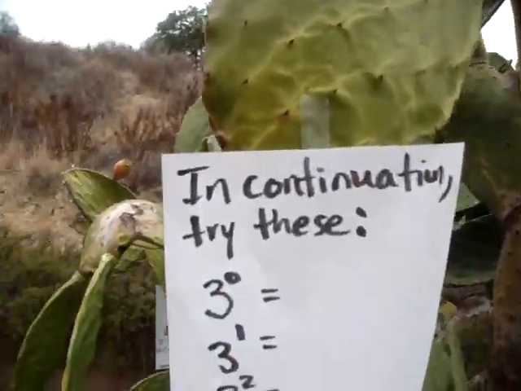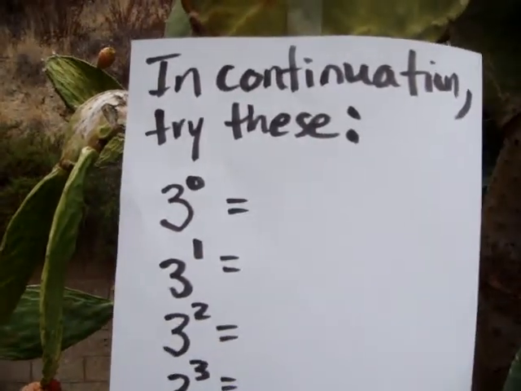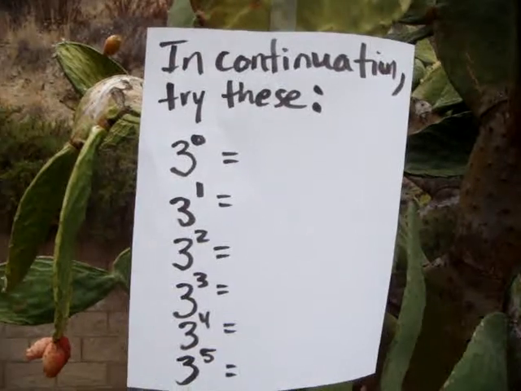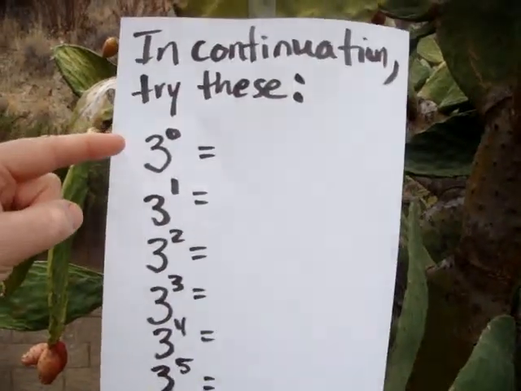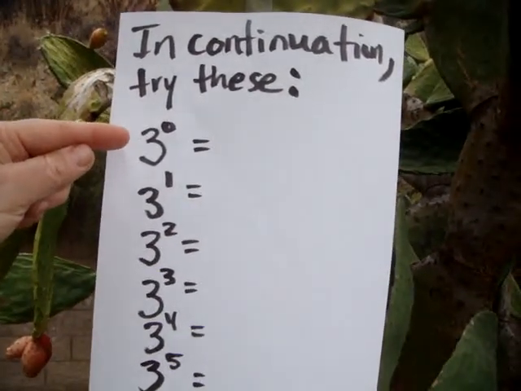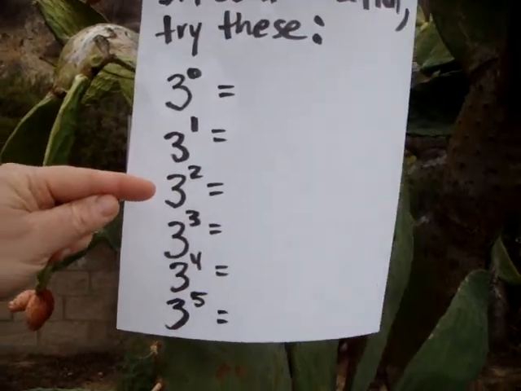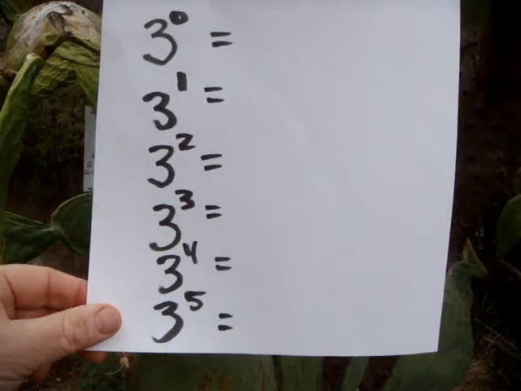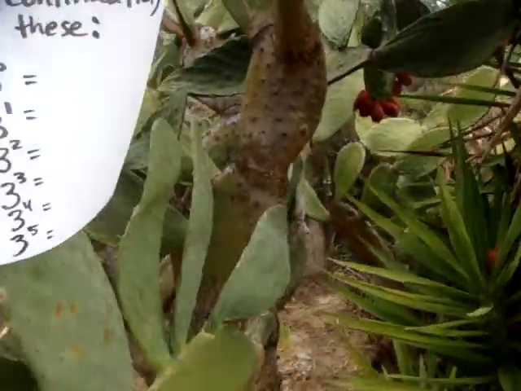Okay, anyway, in continuation, I want you, as we end this video, to try these. I want you to get out a piece of paper and see if you can calculate 3 to the 0 power, 3 to the first, 3 squared, 3 cubed, 3 to the 4th power, and 3 to the 5th power. And see if you can come up with those answers.